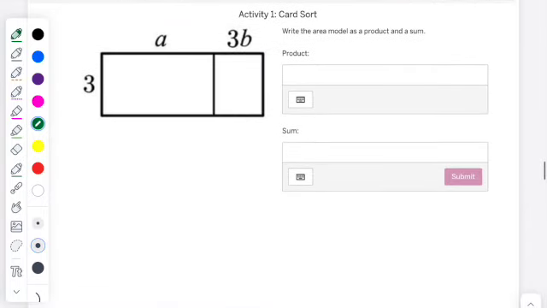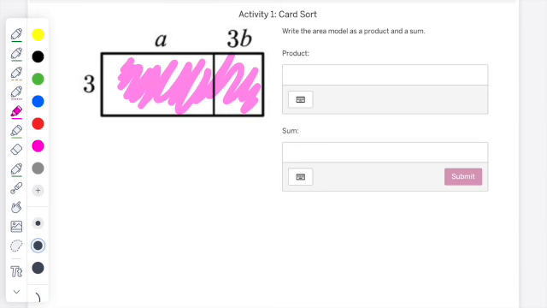Slide 6. Give slide 6 a try. If you've noticed, we're pretty much doing the exact same thing over and over. We're looking for the area of the entire model. We want the product and sum of it. Go ahead and give it a try and hopefully be able to get it right. And we'll take a look and see what the correct answer is here in just a second.